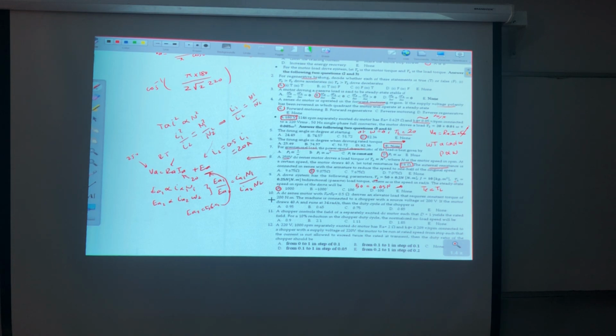10. A DC series motor with R total 0.5 drives a certain load which has a certain torque. I need to find the chopper duty cycle if the machine draws 40 ampere and runs at 34 rad per second. How did you solve it? Who can solve this question?